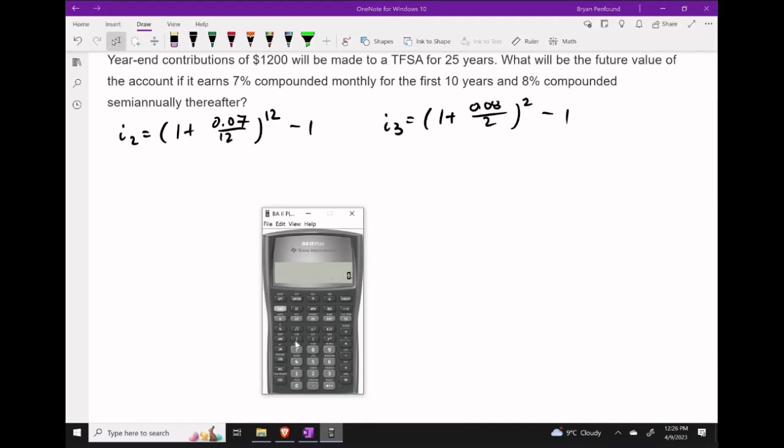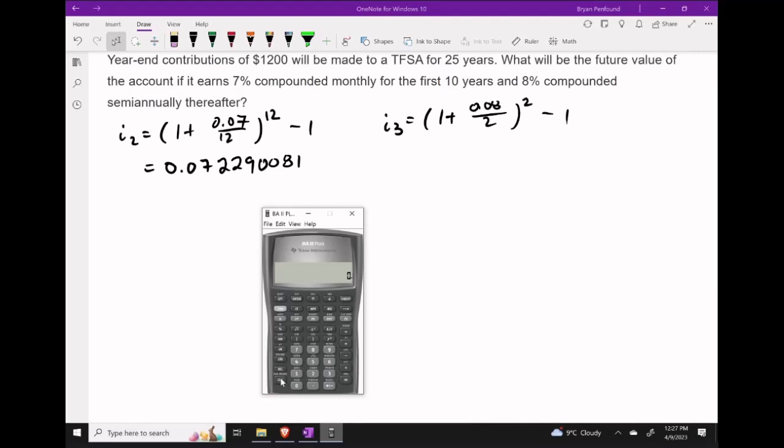So beginning with I2, let's go open bracket, 1 plus 0.07 divided by 12. Close our bracket, raise this to the power of 12, and then subtract 1. We do want to store this. Let's store this in number 9 so that we can recall it later.